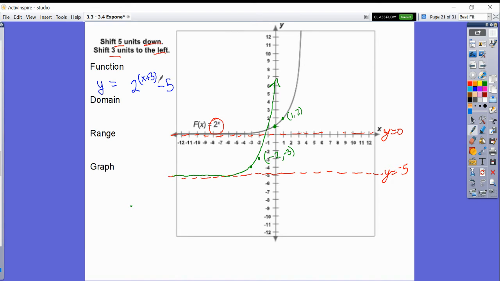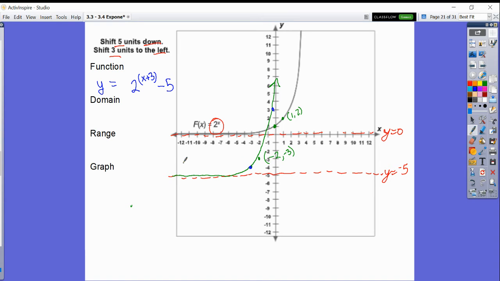plus 3. So if you plug in a 0 in here, you'd have 2 to the 3rd minus 5. So you could figure out where your y-intercept is. If you plug in a -3 in here, then you're going to get to the 0, which is 1 minus 5, which is -4. So you're going to get this point. So you can plug these numbers in if you want, anyway, just to make sure they're right. You could also use your calculator and graph this to make sure it looks right.